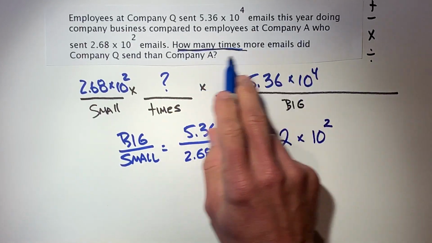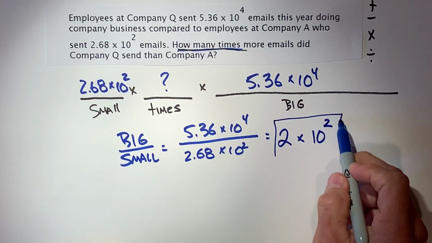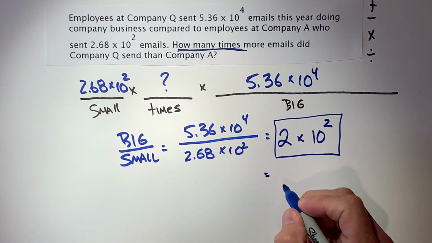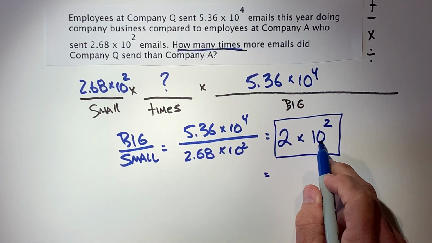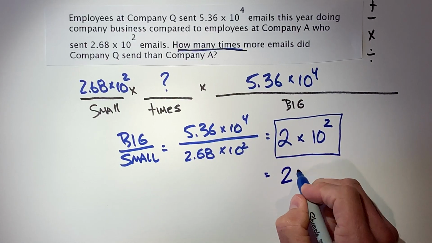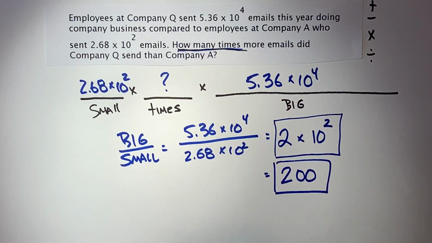It says how many times more emails did company Q send than company A? There's no reason why we can't. It doesn't say anything about not writing it in scientific notation, so there's my answer. If you're curious, 2 times 10 to the second is simply 2 times 10 times 10, which means 2 times 100. So another variation on this answer would be 200. And I think Get More Math would take either one. And that is how you look for some key phrases for add, subtract, multiply, and divide, and then how to solve 4 questions.